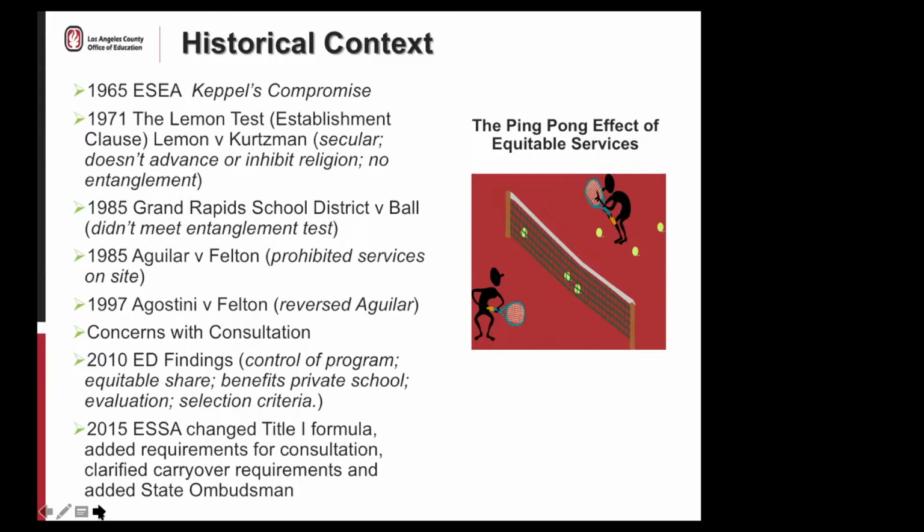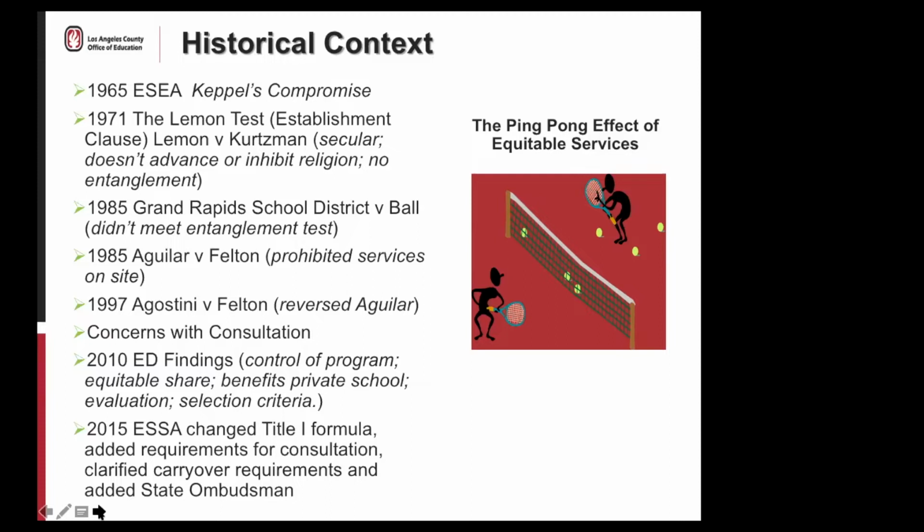In 1985, we had another court case, Grand Rapids School District versus Ball. And in that case, they found that the Grand Rapids School District program did not meet test 3, which was the entanglement test. And that had to do with teachers going in and actually teaching courses in the private schools, and they felt that that was entangled with the religious organization in that school.